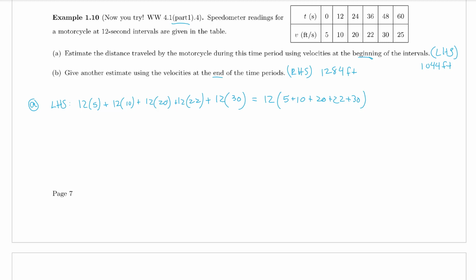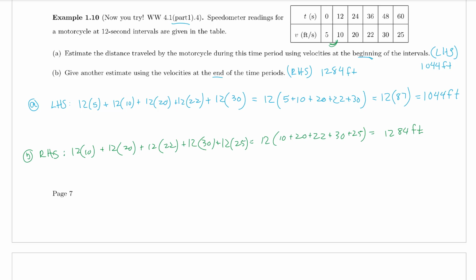And that is going to be a little bit simpler way to calculate it, so we can do the multiplication at the end. And for part B here, all we're going to do is switch this first interval. We're going to choose the 10 here, because we're going to choose the right-hand endpoint rather than the left-hand endpoint. And so our right-hand endpoints are going to be 10 and 20 and 22 and 30 and 25. Again, we can undistribute the 12. Write the sequence of our right endpoints here. And then when we multiply and add those all together, we get 1,284 feet. Take a second to pause if you missed any of that, and we'll move on to the next example shortly.